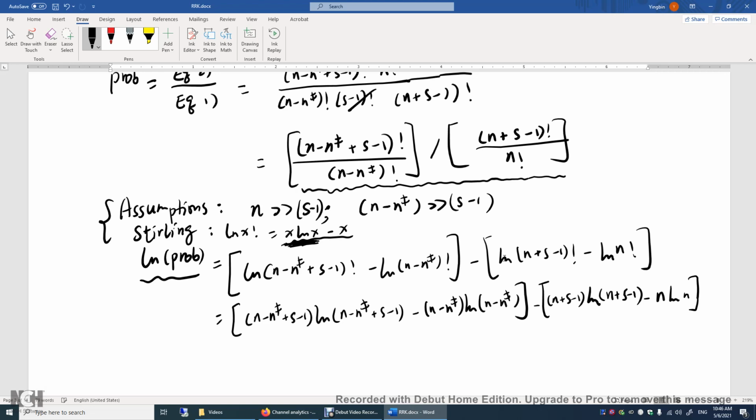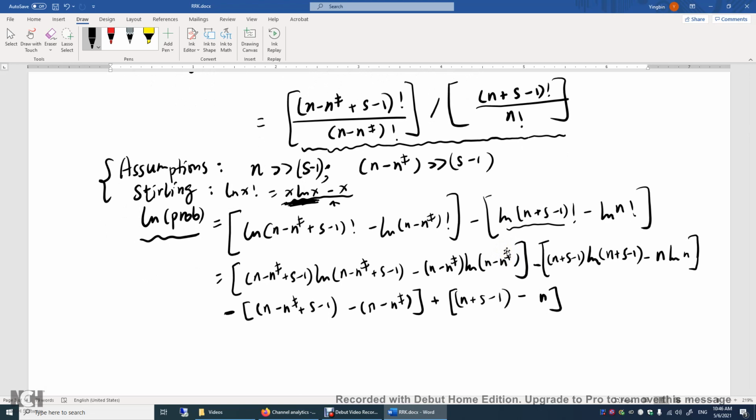All right, so the first 4 terms. And then we have 4 more terms, but pay attention to the negative sign. So we got 4 more terms. We're going to have n minus n double dagger plus s minus 1 minus n minus n double dagger. All right, pay attention to this negative sign here. And then we're going to need a plus sign, n plus s minus 1. It comes from this factorial here. And then minus n. All right, so now it's complete.